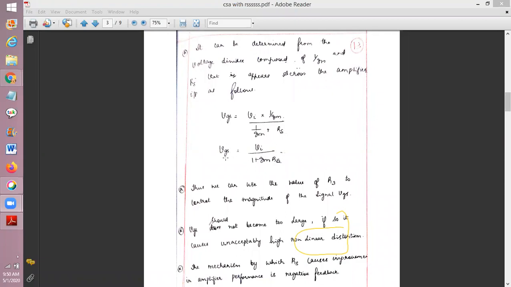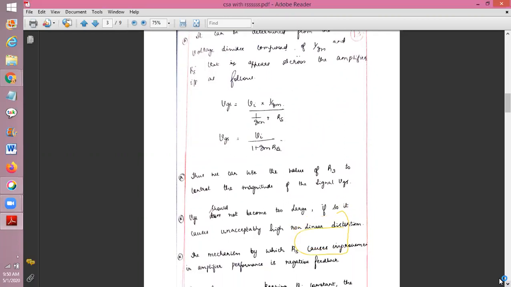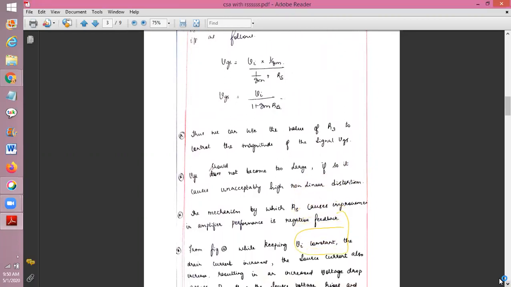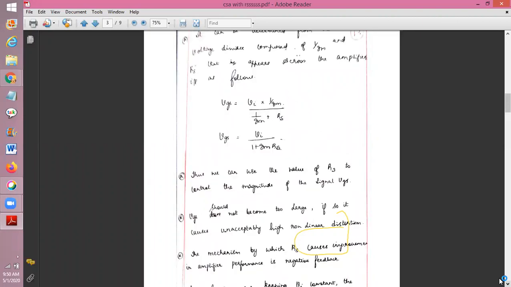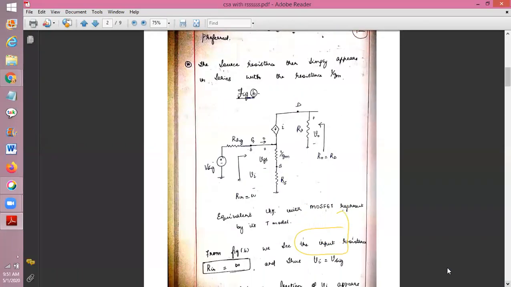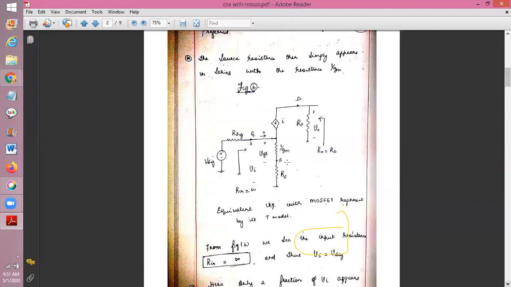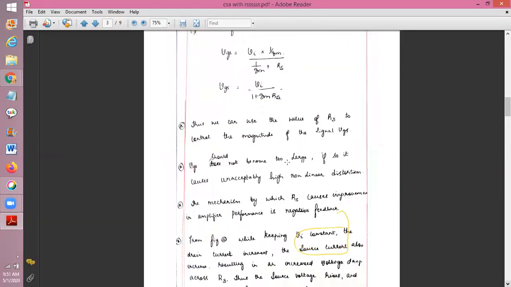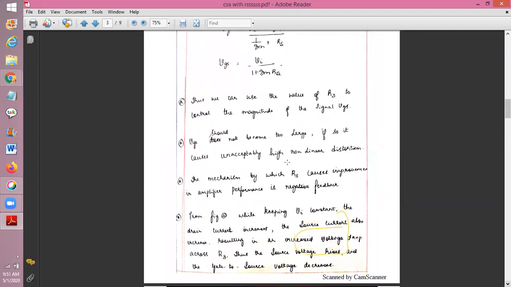Suppose the value of Rs is very small, then the magnitude of VGS increases. If VGS increases, what happens? More nonlinear distortion will occur. And also the purpose of placing this Rs is to provide negative feedback. When it provides negative feedback, it will improve the performance.